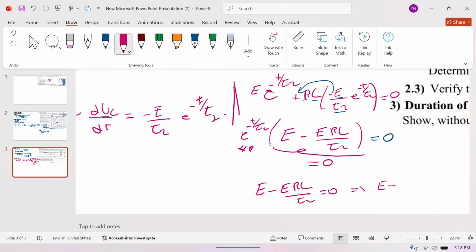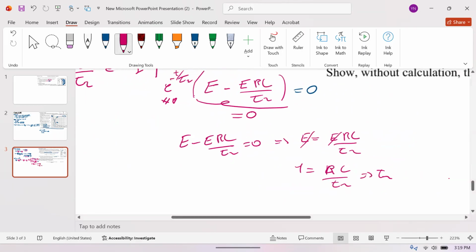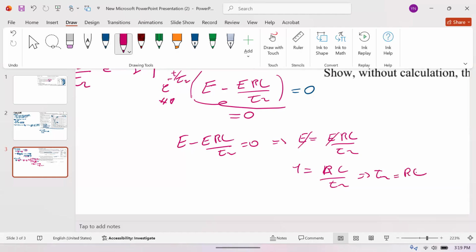equals to 0, so 1 equals RC over tau 2. We have E on both sides, we remove them. We will get 1 equals RC over tau 2. So tau 2, as we always know, is RC.